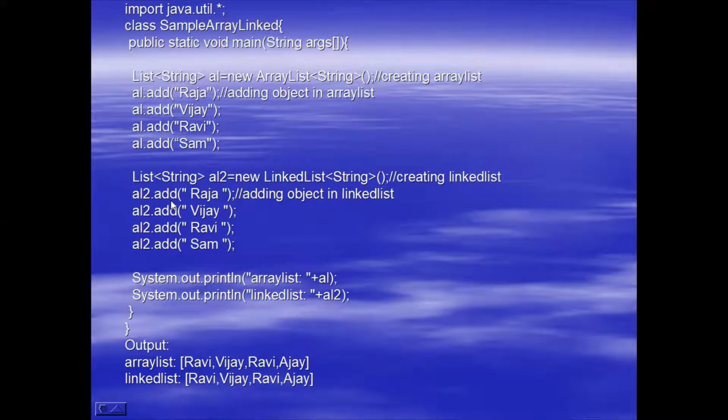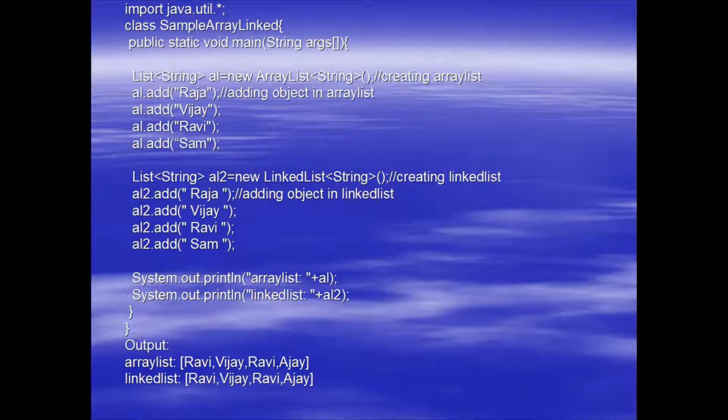Add is a method. Using the add method, I am adding the objects. If you want to remove, the remove method is there. Same like that, AL2.remove of that object. It will remove the object from the list. So add and remove are methods. This is the LinkedList and this one is the ArrayList. Vector also has similar things. So we need to know where we will use ArrayList and where we will use LinkedList.